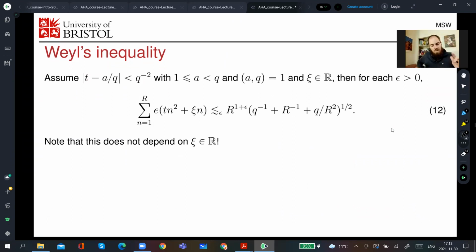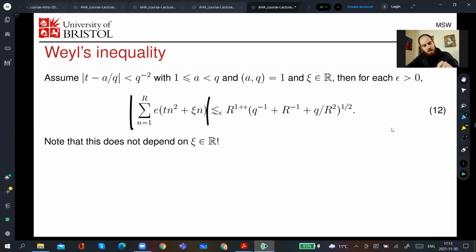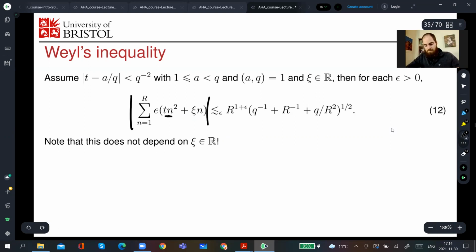Well, just for quadratic polynomials, if we had a quadratic polynomial tn squared plus cn, then we had this bound, well, for the absolute value, technically. And the important thing to point out here is that this bound is uniform in the linear part c. It doesn't depend on what c is in R. All it depended on was this rational approximation to the point t, which is the quadratic part, right? t is being multiplied by n squared.